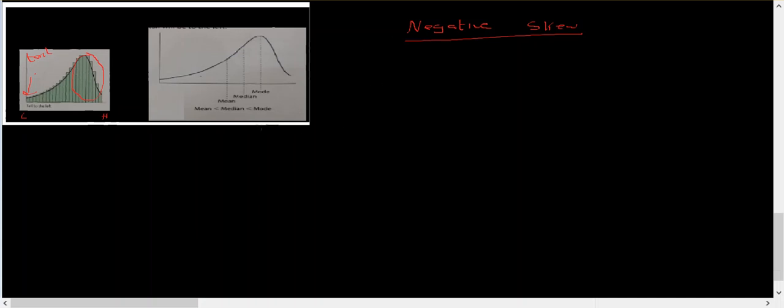So again, if you were to look at the mean, the median and the mode, it's just the flip of the positive. So the mean is going to be less than the median, which will be less than the mode. So we can see, generally the mean is going to fall somewhere around here, then followed by the median, and then followed by the mode.